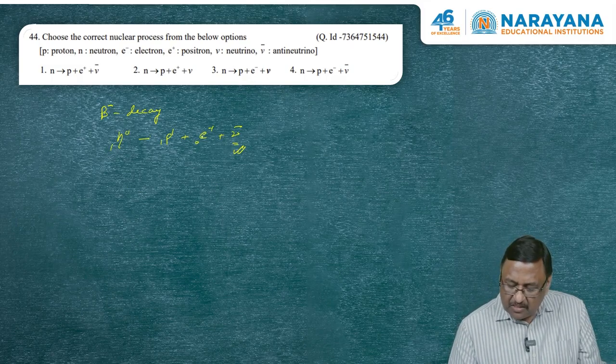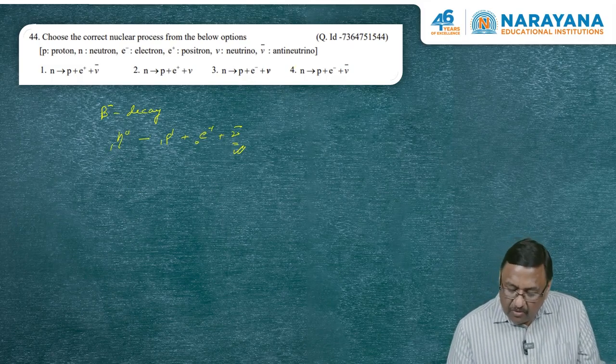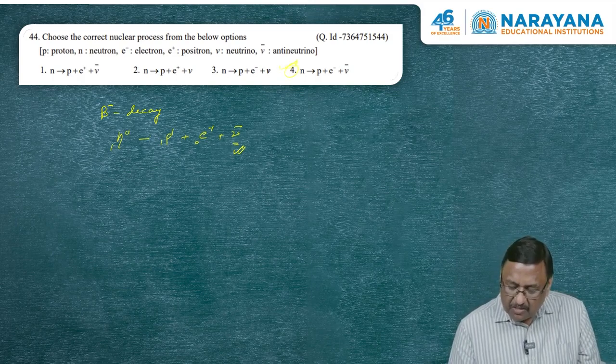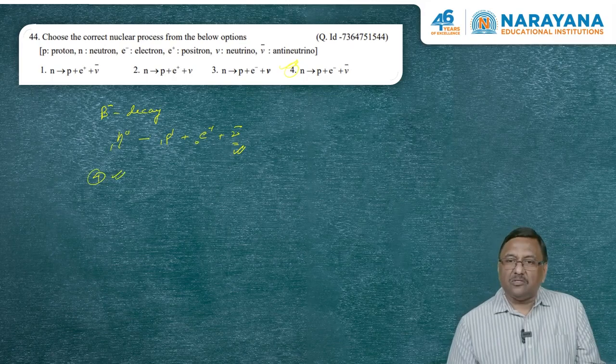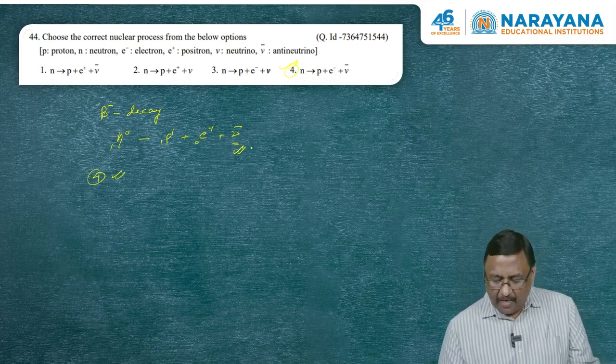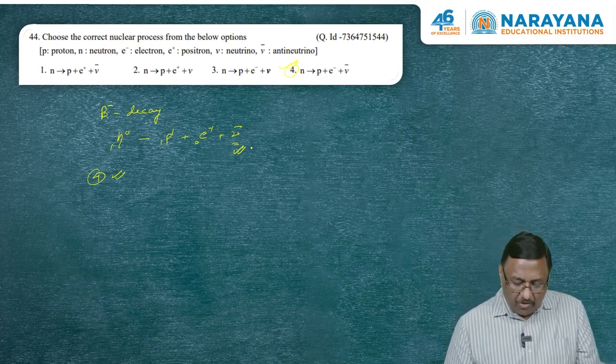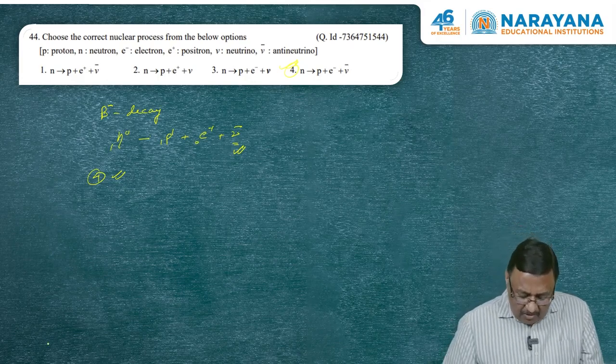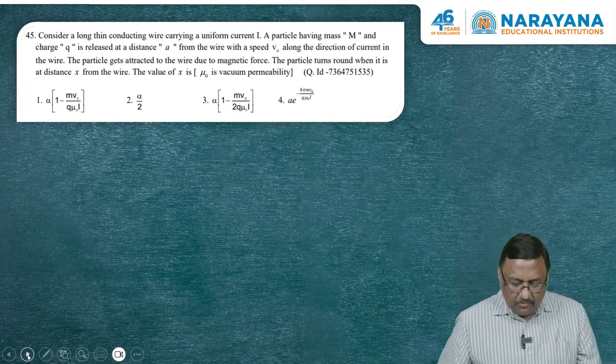So I can say this is a straightforward question. I don't think there is more explanation needed in this. So the fourth is the right option for this question. Neutron is converting to a proton, an electron and an anti-neutrino. So that is another simple one. Let us go for the next slide now.